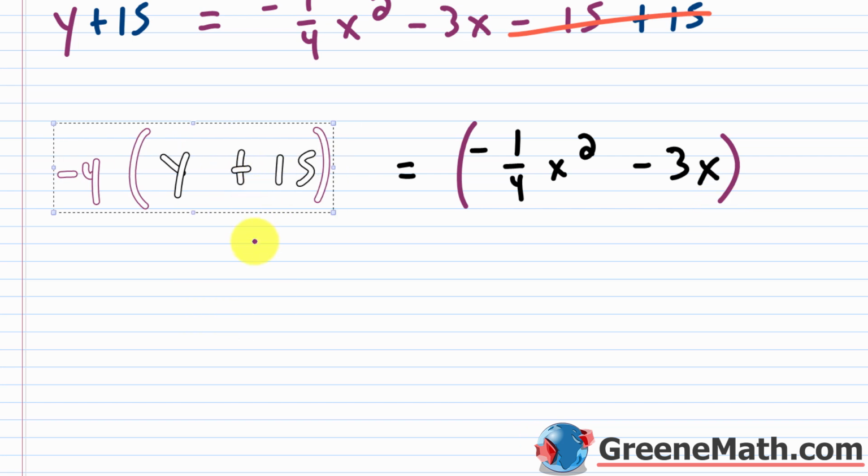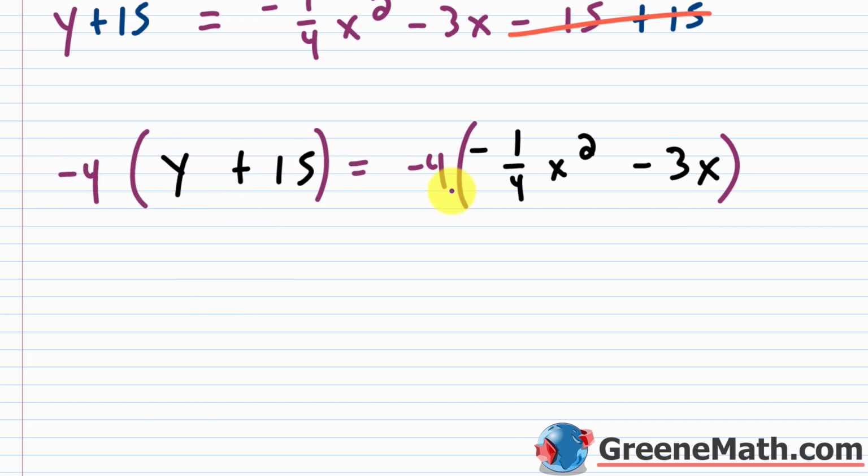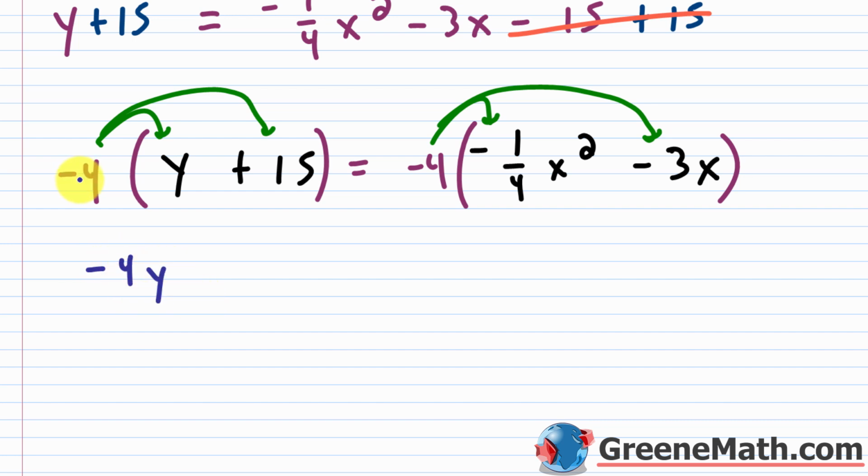Let me move this down here. This is going to get distributed in, and this is going to get distributed in. So -4 times y is going to be -4y. Then -4 times 15 is going to be -60. And then this equals, over here, -4 times -1/4 is 1. Then times x squared would be x squared. And then -4 times -3x is going to be plus 12x.